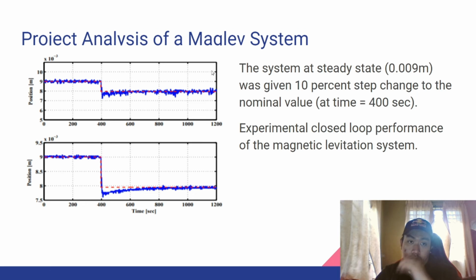From this table, this is the comparison of PID settings and the poles of the three identified models. The system at the steady state is 0.009, and was given a 10% step change to the nominal value. The time is 400 seconds. This experiment is a closed loop performance for the magnetic levitation system.